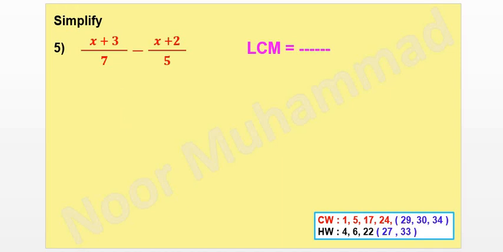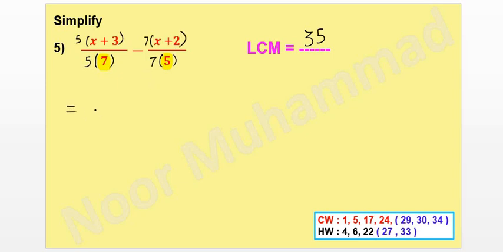Okay, let me do the first steps for you. What are the denominators? It's 5 and 7. So the LCM will be 35. So this one is going to be multiplied by 5 and this one is going to be multiplied by 5, right? This one is going to be multiplied by 7 and this one is going to be multiplied by 7.